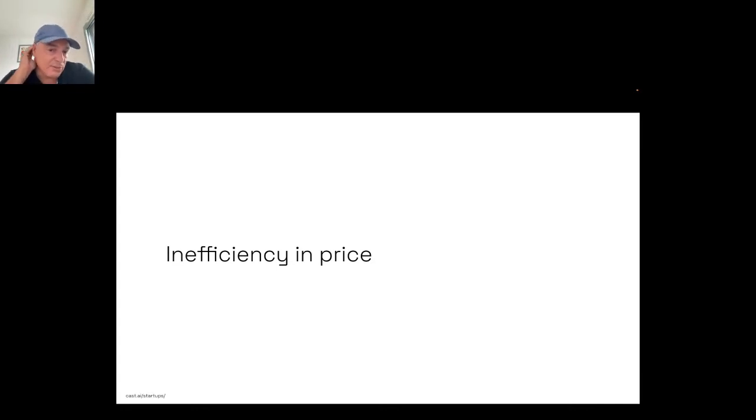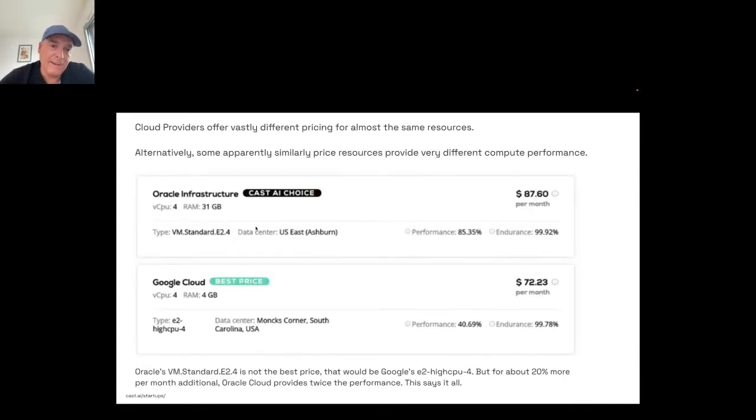So I had a screenshot here of 2 machines. These are actually the very same machines, the same processor, almost the same. It's a 4-core machine. The one on Oracle has a little bit more memory. The one on Google Cloud is a typical 4 CPU and 4 gig of RAM. So it's an E2 high CPU 4, a very popular machine. And on Oracle, it's called VM standard.e2.4. That's what Oracle calls these.